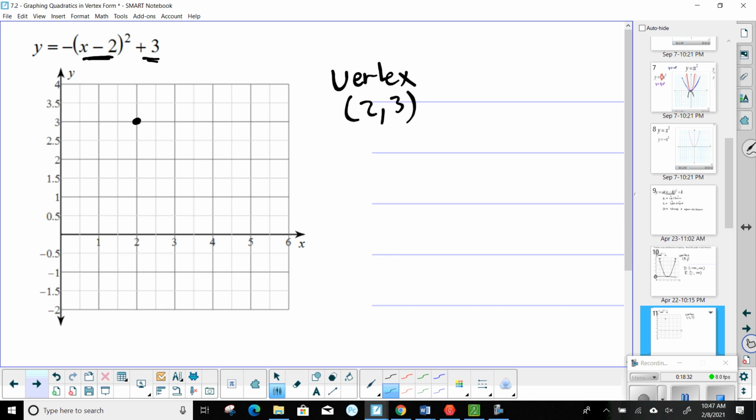By the way, there it is right there. There's my right 2, comes from that. My up 3 comes from that. Okay, now A. A is a negative 1. There's a negative 1 in front. That means it's opening down because it's negative, but we haven't stretched it. We haven't made it steeper. So I just go over 1, down 1, over 1, down 1, over 2, down 4, over 2, down 4. So that is what my graph looks like right there.